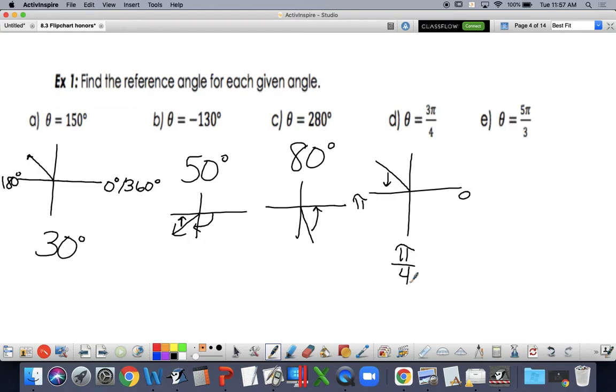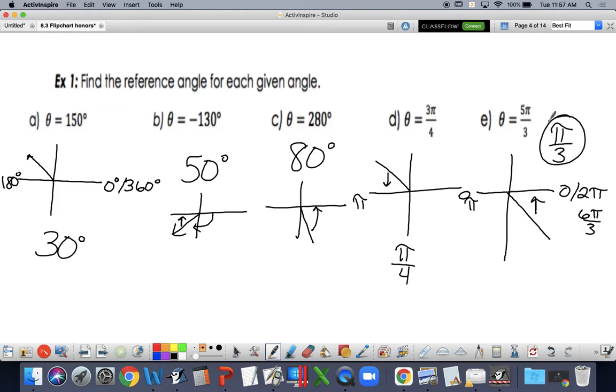2 pi over 3. 1 pi over 3. Yes, 1 pi over 3. So Justin's already ahead of us, right? This is 0, this is pi, this is back around to 2 pi, which is the same thing as 6 pi over 3. So if I'm down here at 5 pi over 3, I'm just pi over 3 away from the x-axis.